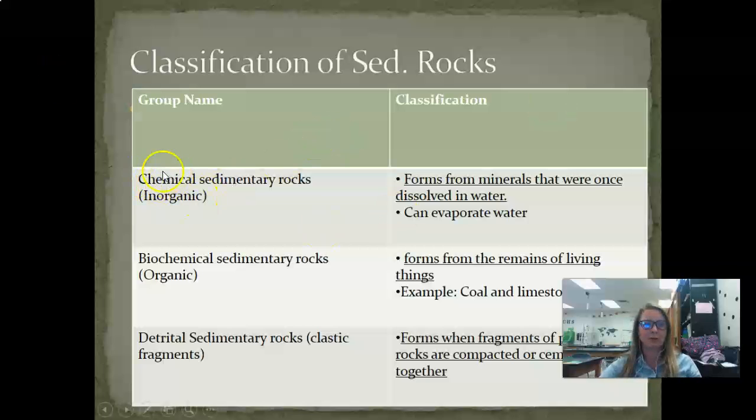So I know I have a little bit more here. Chemical stands for inorganic, meaning that there was nothing living in the rock. So the sandstone would be a great example of a chemical inorganic rock. It forms from minerals that were once dissolved in water.